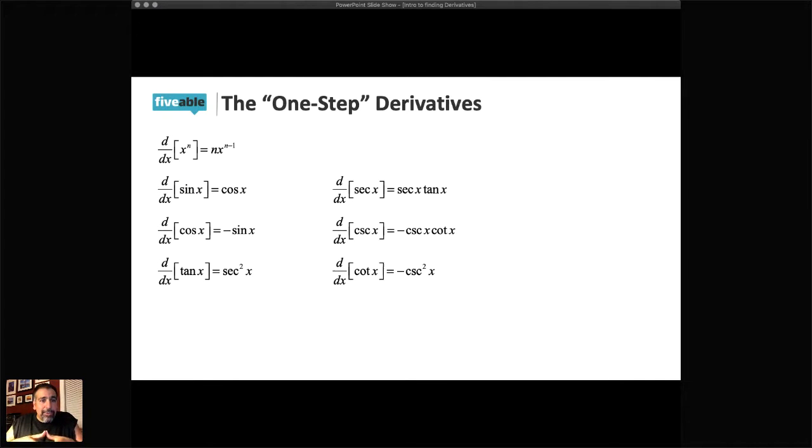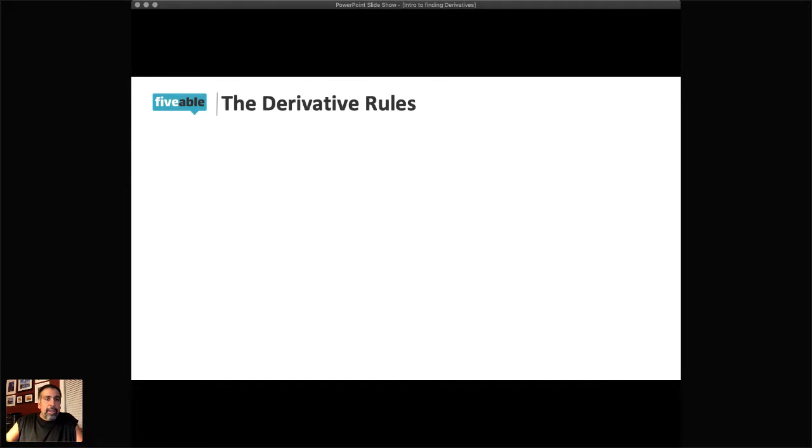I want to make sure that you understand you can only use the one-step derivatives if your function looks exactly like these 7 problems. Even the slightest difference is gonna cause a hiccup on your derivative. So you've really got to stress the idea that it's got to look exactly like these 7 problems. So a few more general differentiation rules you need to know.